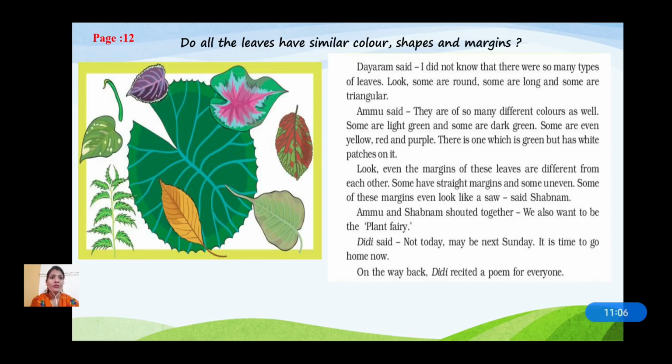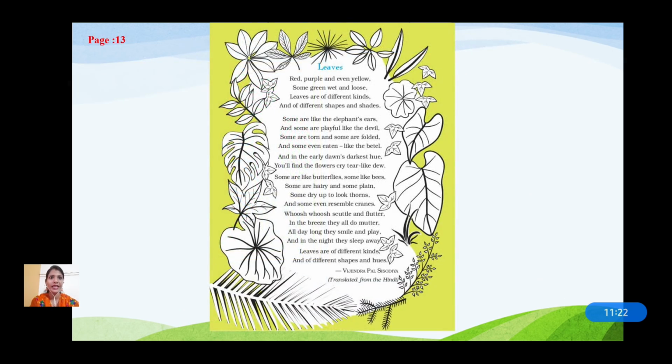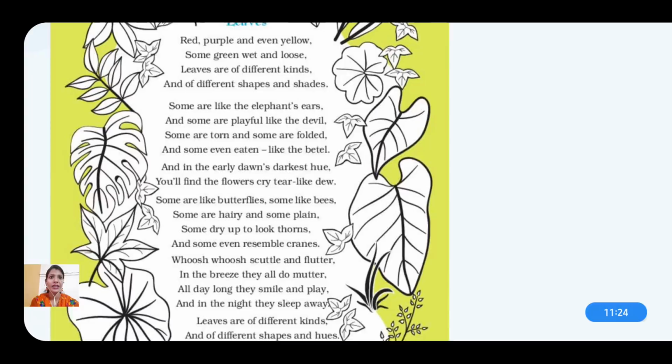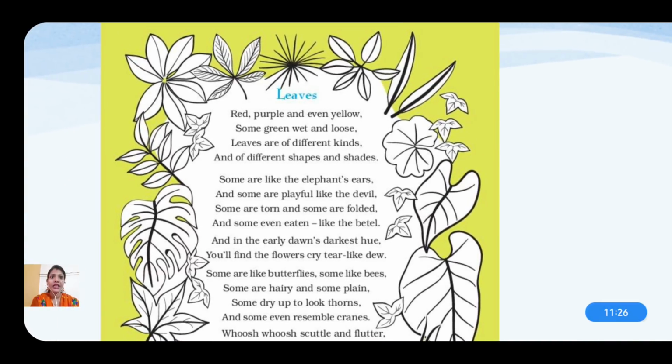Amu and Shabnam shouted together, "We also want to be the plant fairy." Didi said, "Not today, maybe next Sunday. It's time to go home now." On the way back, Didi recited a poem for everyone. Now, which poem? Yes, this is the poem which she recited. Leaves. I'll recite, you have to read it in your textbook.